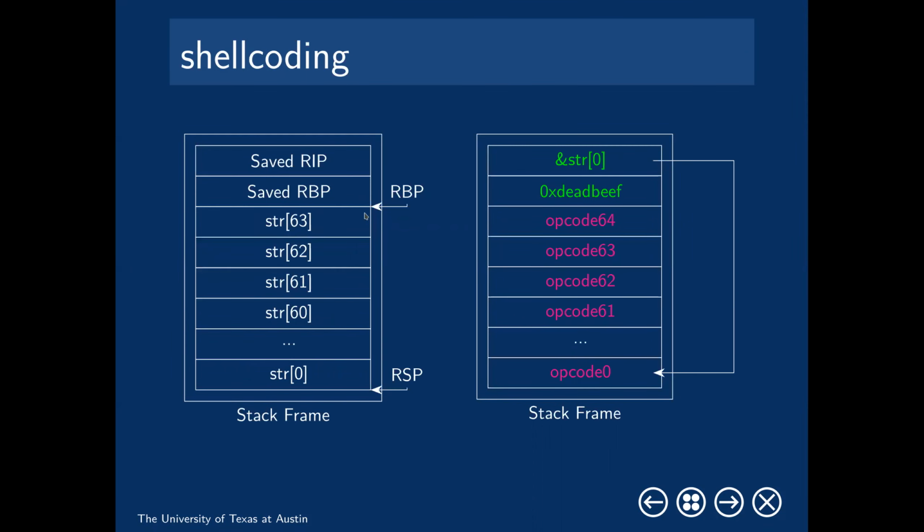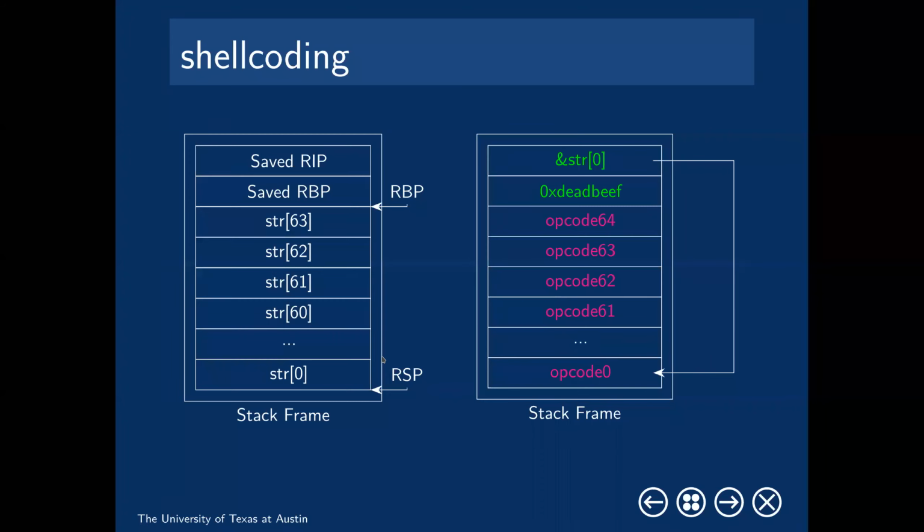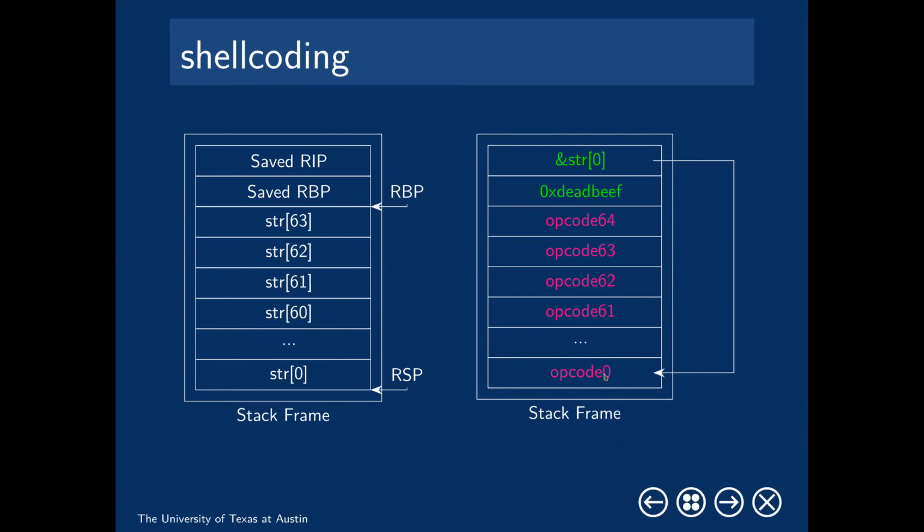So what it looks like is we have a string in a typical buffer overflow attack. Say we had a 64 byte string, we would just fill it with 64 opcodes, and then we would overflow the RBP with some random junk, and then for the saved RIP, we would put the address of the first opcode. So then when we return after this buffer overflow, we're just going to jump to the first instruction of this string, and we're going to execute it as code.